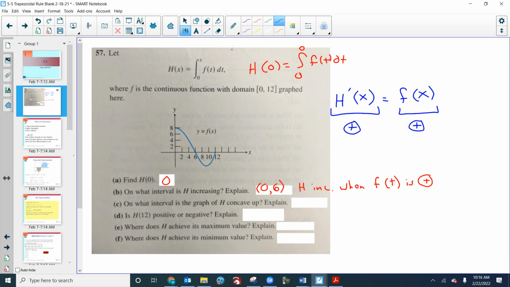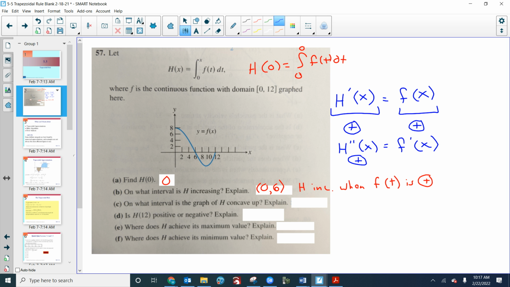On what interval is the graph of H concave up? Well, let's go down another layer. Ready? H double prime is equal to F prime. Where is H double prime positive? Well, that's where your F primes are positive. F primes are the blank of this graph. Slopes, right? Slopes of this graph. Ready? Help me out with slopes. From 0 to 6. Ready? Positive, negative, 0.